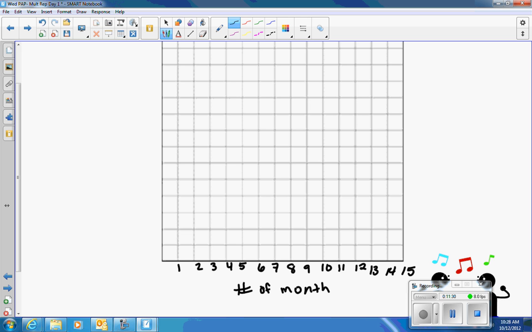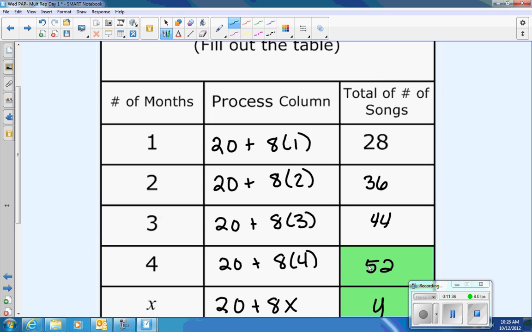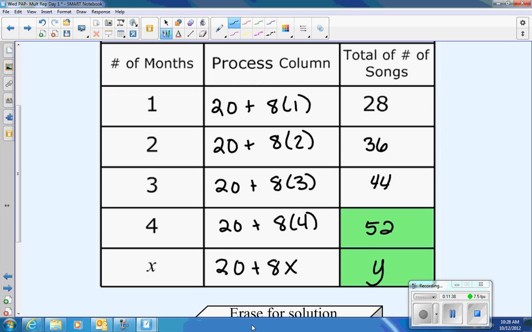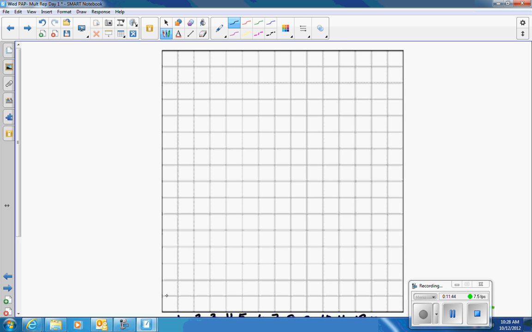Notice I'm labeling my axis. That's good practice. You should do it too. There will be points deducted if you do not. On this one, we have to go all the way up to 52. So I'm going to count by fives: 5, 10, 15, 20, 25, so on.